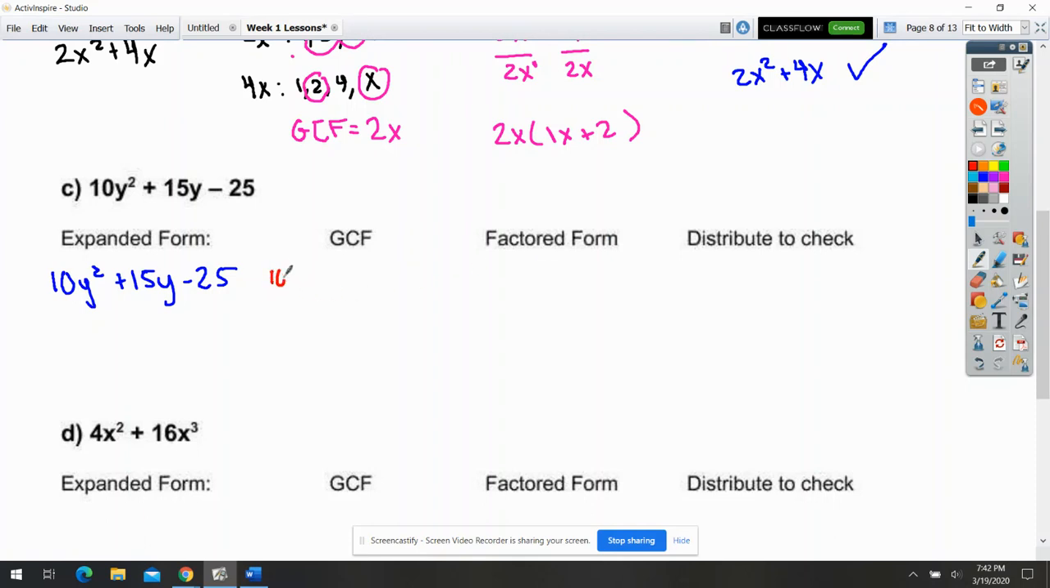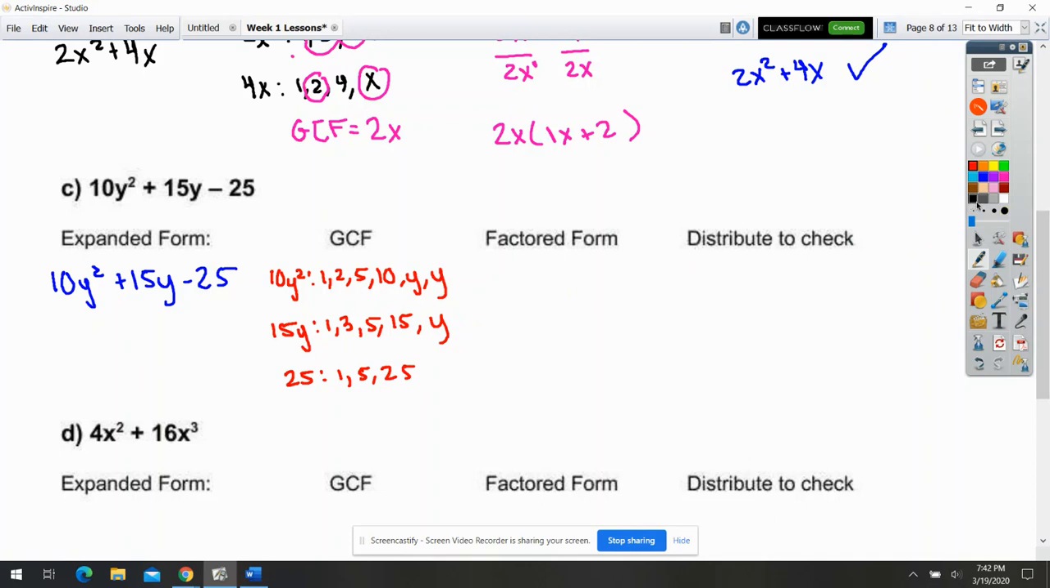So we have 10y squared. So 10 has 1, 2, 5, and 10. And we have y to the second, so that's 2 y's we're looking at. 15y. We have 1, 3, 5, 15, and only 1 y. And for 25, we have 1, 5, and 25.